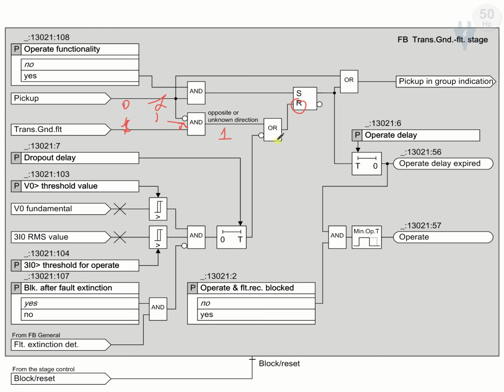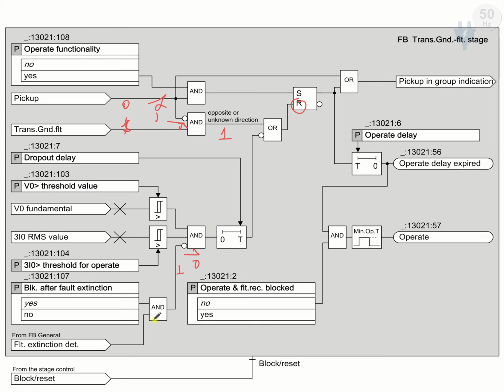And it will also reset if we have V0 fundamental and 3I0 RMS value exceeding the threshold, and after extension of the fault, this functionality of the block after extension of the fault is also set to yes. It means it will block after extension of the fault, and the fault extension signal becomes 1 and 1, so the output becomes 1. Now the inversion part is 0. This 0 is supplied to this AND block, and it will not generate output, so it will not reset.